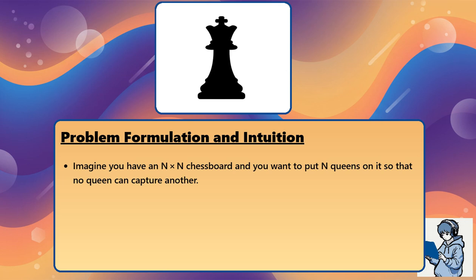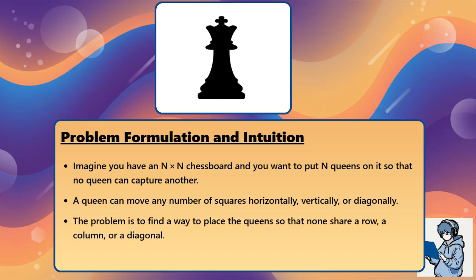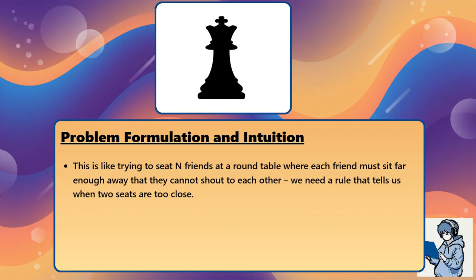Imagine you have an n by n chessboard and you want to put n queens on it so that no queen can capture another. A queen can move any number of squares horizontally, vertically, or diagonally. The problem is to find a way to place the queens so that none share a row, a column, or a diagonal. This is like trying to seat n friends at a round table where each friend must sit far enough away that they cannot shout to each other. We need a rule that tells us when two seats are too close.